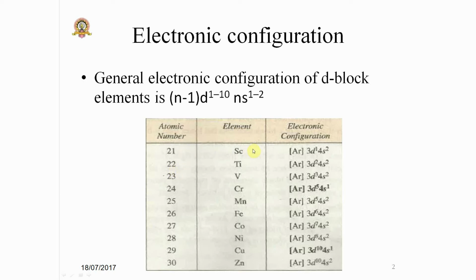The first element is scandium. The atomic number of scandium is 21 and the electronic configuration is 1s2, 2s2, 2p6, 3s2, 3p6, 3d1, 4s2, or we can write it as [Ar] 3d1 4s2. Look at the slide here. These are all the electronic configurations of the other elements of the first transition series.